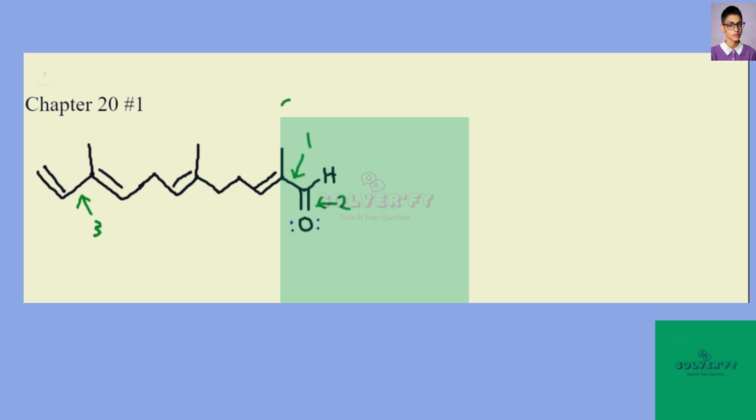Looking at the first bond here, we have an sp2 carbon bound to another sp2 carbon. Looking at bond number 2, we have 2 bonds here since it's a double bond. The sigma bond is going to be composed of a C-sp2 orbital and an O-sp2 orbital. And then the pi bond is going to be between a C-sp orbital and an O-sp orbital.